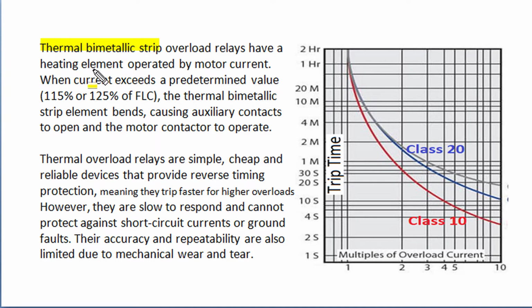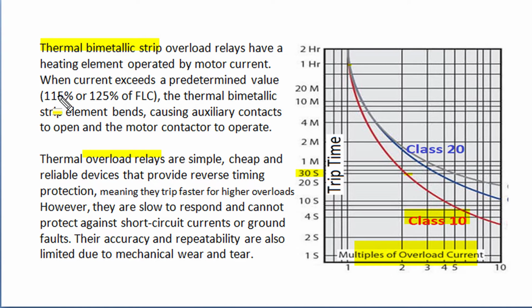Such thermal bimetallic strip type overload relays are very simple, cheap and reliable devices, and they have an inverse time protection characteristic. That means they trip faster if the overload increases. For example, for 25% over full load current, it trips in 1 hour, and for 2 times full load, a class 10 type of motor will trip in just 30 seconds.